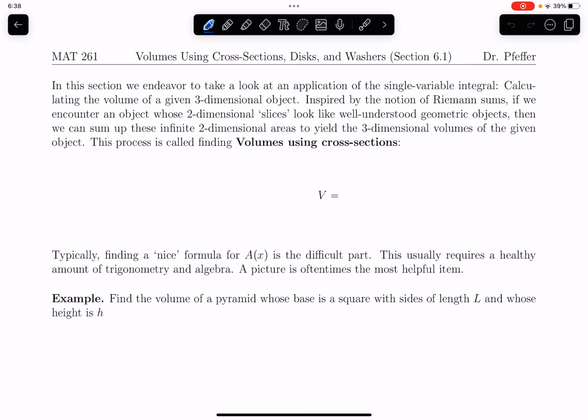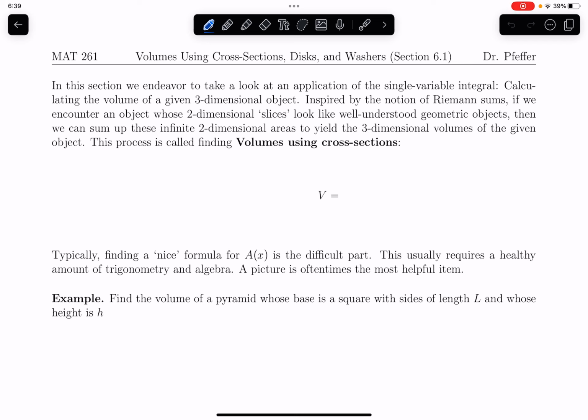We start in section 6.1 by introducing this notion of volume, which is essentially just 3-dimensional area. And we introduce not 1, but 3 different ways that we can visualize how we can use integration to compute the volume of 3-dimensional objects. Of course, we can't do this for any 3-dimensional object necessarily. In order to use these types of techniques, we need to have convenient 3D objects. And we'll look at a few examples before long.